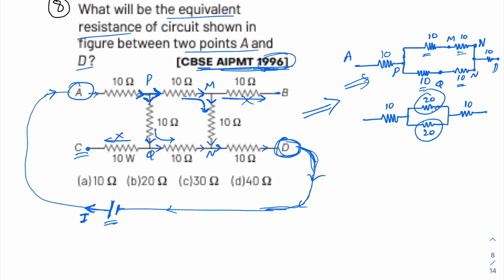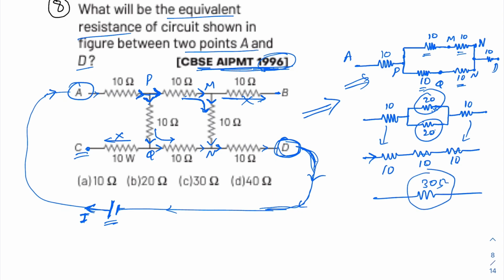Now here there are 2 of the same in parallel, so it will be just a division. This is 10 and this is also 10, and because these two are parallel, divide by 2, it will also be 10. So from here we can write one equivalent resistance, 10 plus 10 plus 10, so it will be 30 ohm. Because it is in series, the same current passes through all the resistances, so it is a 30 ohm resistance. So the equivalent resistance is how much? 30 ohm. So the answer will be C.